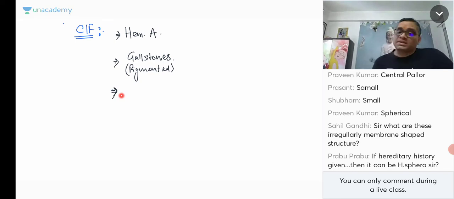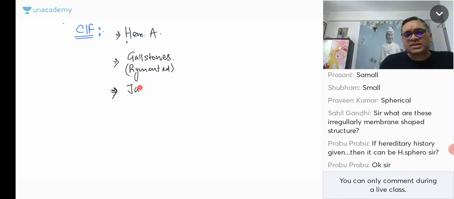If a history of spectrin is given, or if RBC membrane protein mutation history is given, then you should choose hereditary spherocytosis. If they are simply talking, then you should not choose it. So hemolytic anemia, gallstone, and jaundice: these are the characteristic triad of hereditary spherocytosis. Remember this triad that I have written here.